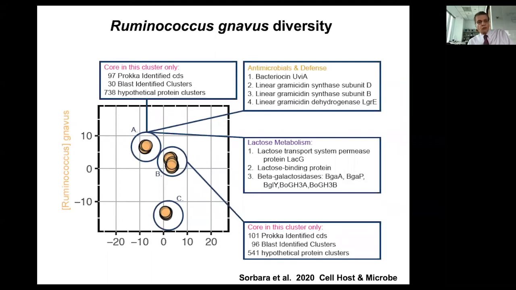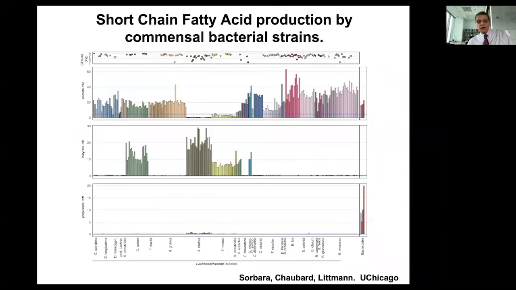What I've shown you so far is really only genomic data. But what Matt Sorbara, working together with Jean-Luc Chobard, who now is the head of our metabolomics, we have in the Duchossois Family Institute, we have a microbial metabolomics core facility now with 2 LCMSs and 2 GCMSs dedicated purely to looking for microbial metabolites in both human and mouse samples.